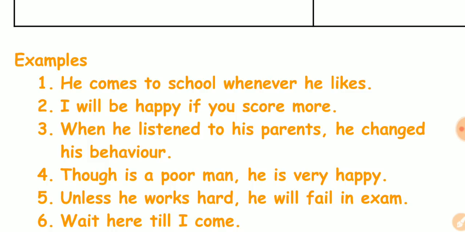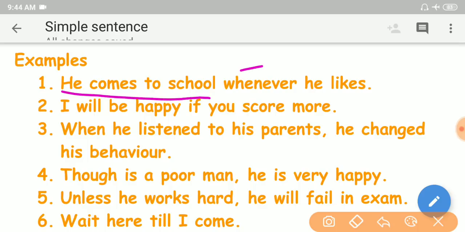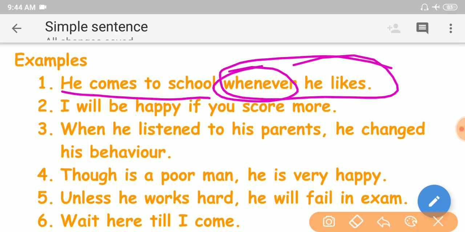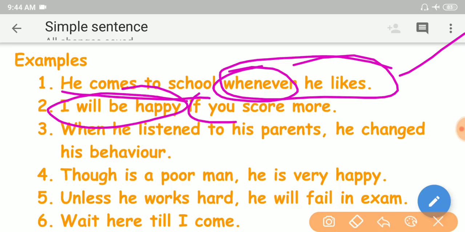Here are some examples. He comes to school whenever he likes. See my dear friends, he comes to school is the main clause, whenever he likes is the subordinate clause. I will be happy if you score more. I will be happy is the independent clause. If you score more, then what? It demands some other information. So that's why this is a dependent clause. So I will be happy is an independent clause because it stands on its own.